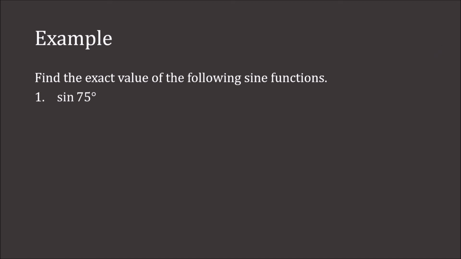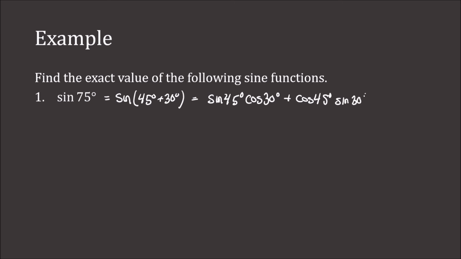All right, let's now look at the sine of 75 degrees. Well, we're going to use the same two angles we used in the previous example, except this time we're going to add them. And we can now use the sum formula, and we get sine of 45 times cosine of 30 plus cosine of 45 times sine of 30.